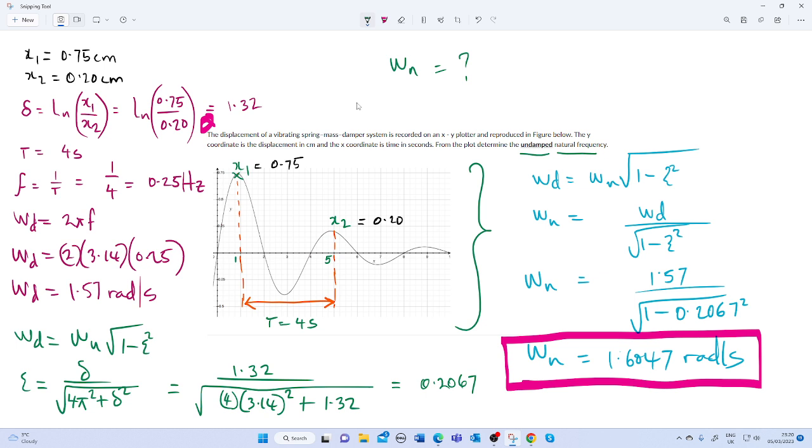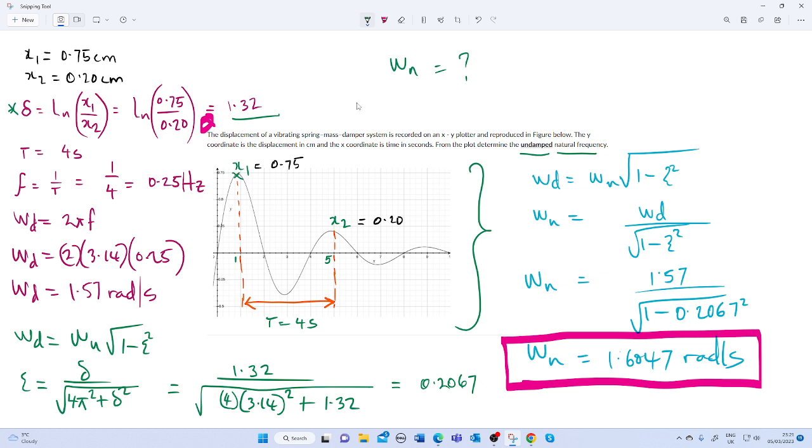Now, by using the formula of natural logarithm of the ratio of two peaks of a response, delta equals natural logarithm of x1 over x2. That gives us natural logarithm of 0.75 over 0.20, which gives us 1.32.